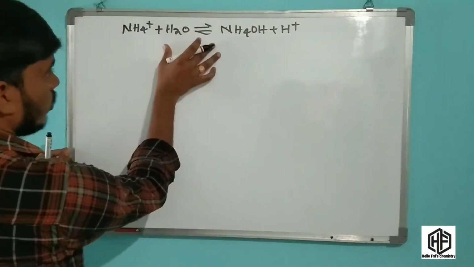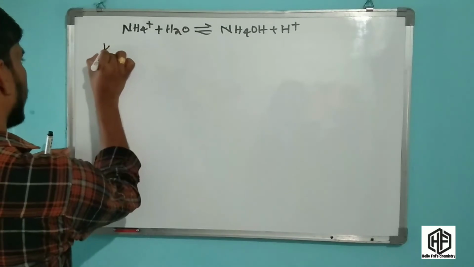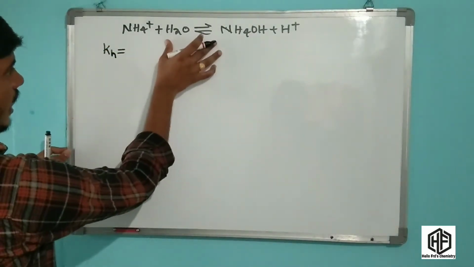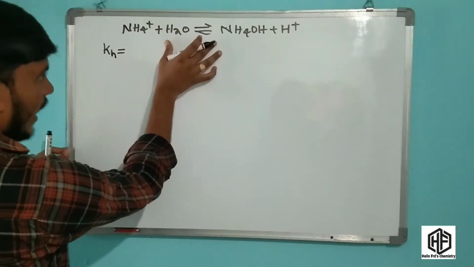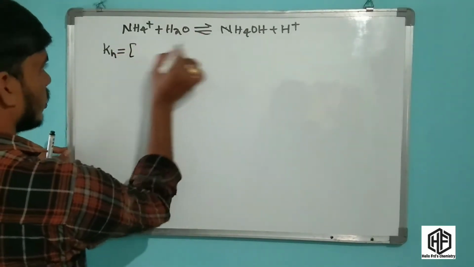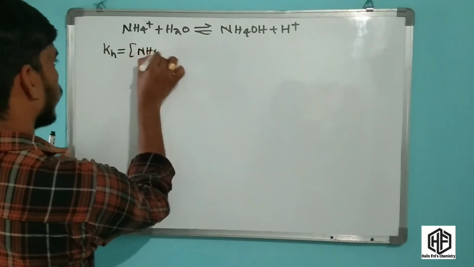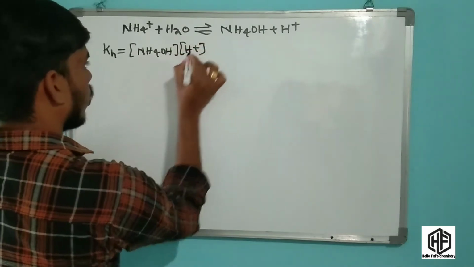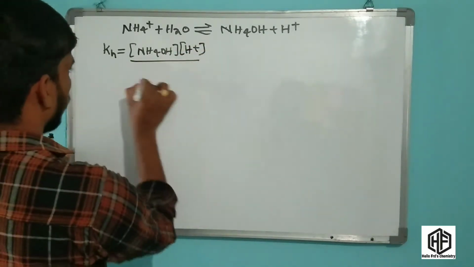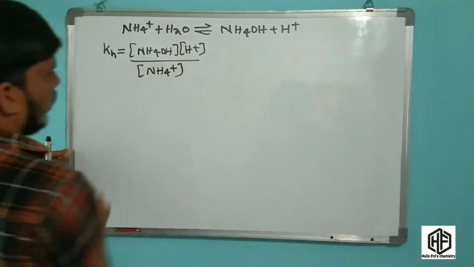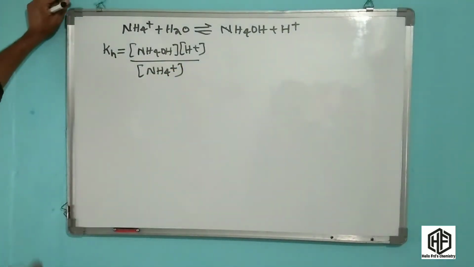Now we have to find out the KH. KH is the hydrolysis constant and equilibrium constant of this reaction. What happened there? KH is the concentration of products, NH4OH into concentration of H plus, by concentration of NH4 plus. Okay, friends, this is the KH.